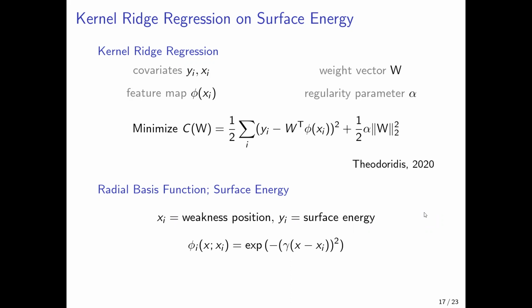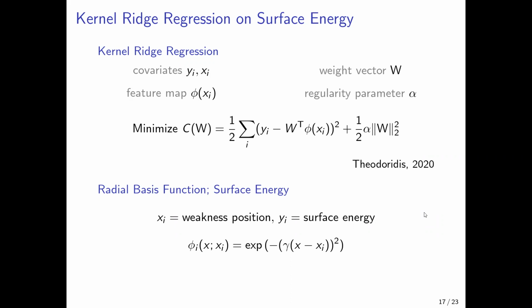Okay. So to make things more concrete to what we're doing, we want to try to use radial basis functions as the feature map, and we want to try learning on the surface energy. In this case, the inputs xi are the weakness positions, and the yi's are going to be the surface energy. To each data point, we're going to have a radial basis function, which is a function that decays very quickly but is centered around the data point that we use. And we also have this gamma, which controls the rate of decay.